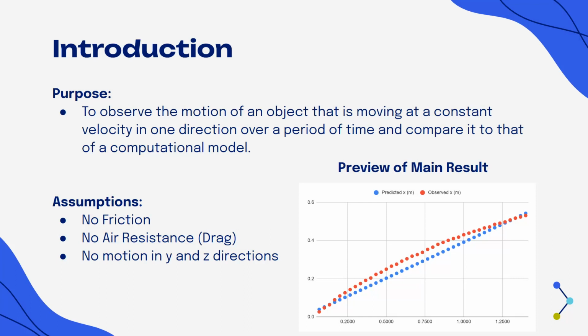Additionally, only motion in the x direction will be observed, as said in the lab instructions. So, the y and z directions will be said to have zero motion. This graph shows a preview of the outcome of this experiment, where the motion of the object I rolled and the computational model are similar, but definitely not the same.